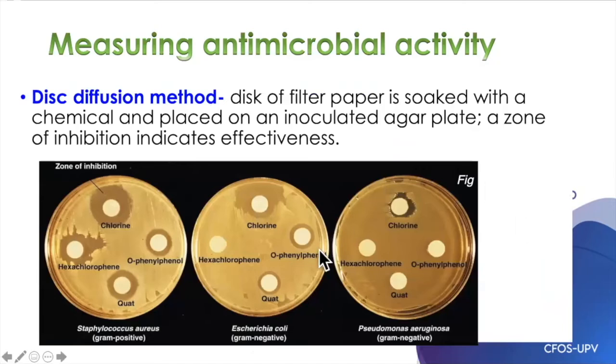Okay, so ito yung zone of inhibition. Yung sinasabi kong halo. So tingnan mo, yung hexachlorophene has no effect sa E. coli. Pero ang chlorine, effective siya na antimicrobial sa E. coli. Pero, si hexachlorophene, effective siya sa Staph aureus. And hindi rin siya effective sa Pseudomonas.